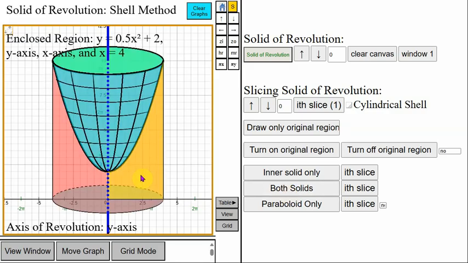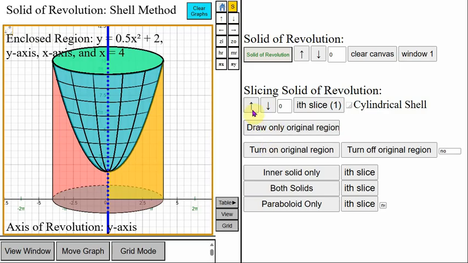And here's what the solid of revolution looks like. The solid of revolution that we want is the part without what's called the paraboloid up here. And so I'm going to use what's called the shell method to find the volume of the solid of revolution.